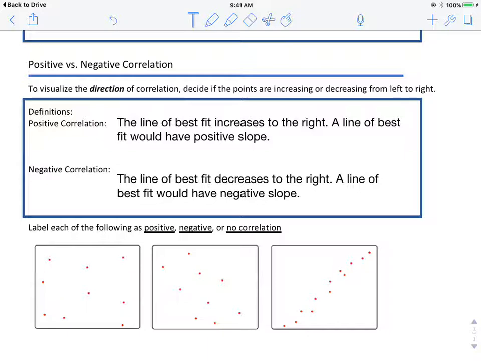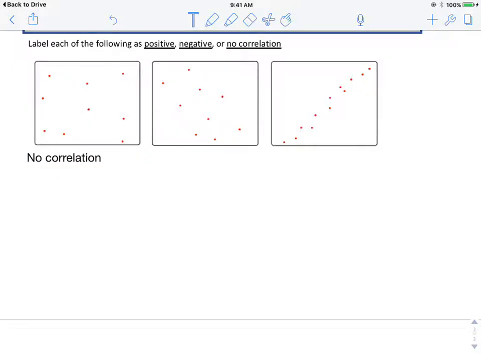My first example here has no correlation. Something with no correlation is neither positive nor negative. The second one, as we see, we could draw a line of best fit that decreases as we move from left to right. This one has negative correlation. And because the data is very far apart, it's a weak correlation. And because we draw a line of best fit, it is linear as well.